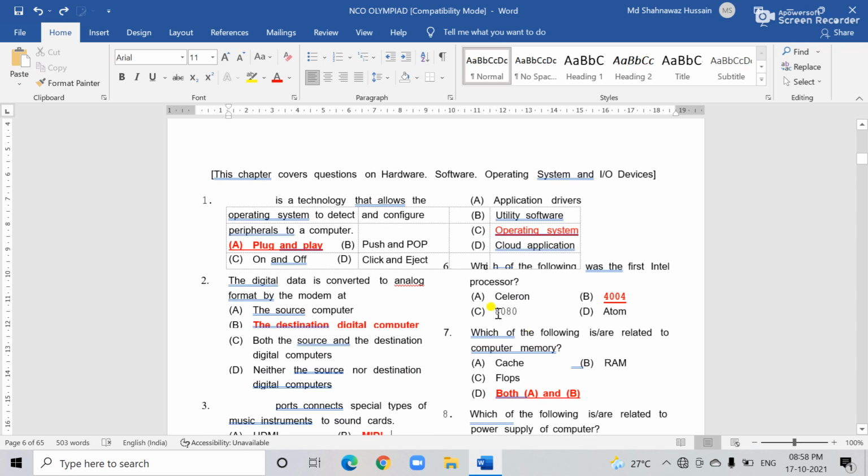Okay, next is number six. Which of the following was the first Intel processor? The first Intel processor is the 4004. This is the first Intel processor.